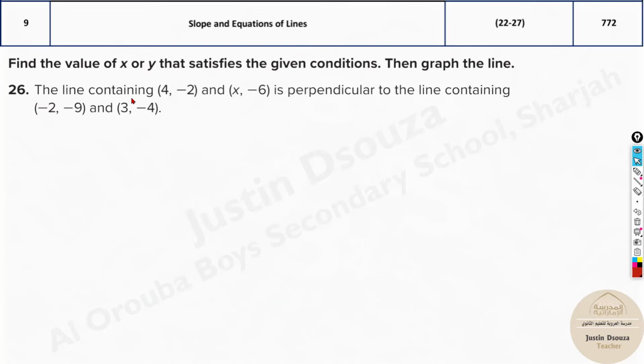Okay, now here they have changed the value, changed the type of problem. A line containing 4 comma minus 2 and x comma minus 6 is perpendicular to the line containing this. Now, what do we do is, they have told these 2 points are perpendicular to these 2 points, right? So over here we have all the necessary values, x1, y1, x2, y2. We can easily find the slope from this formula, that is y2 minus y1 by x2 minus x1. This is the slope formula.